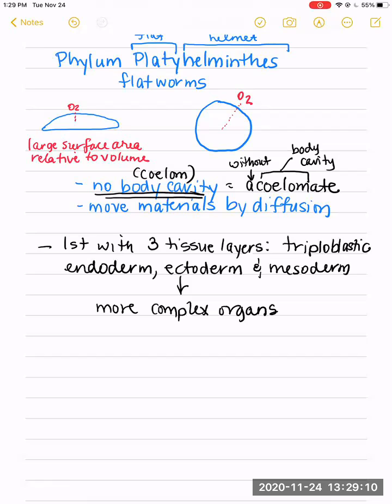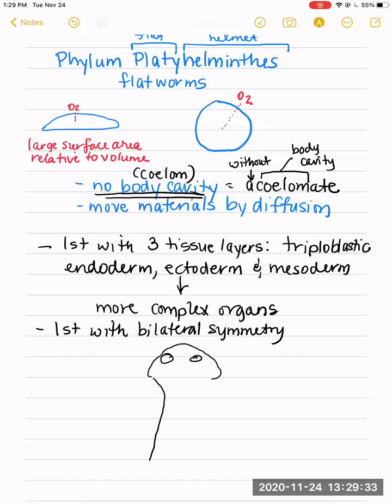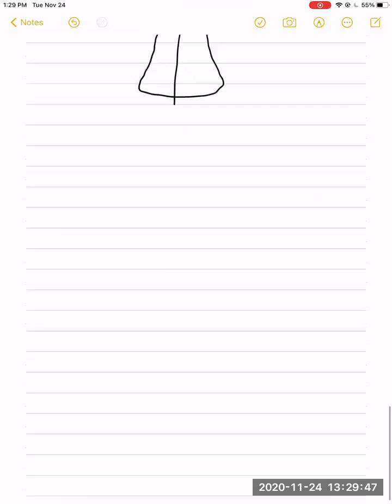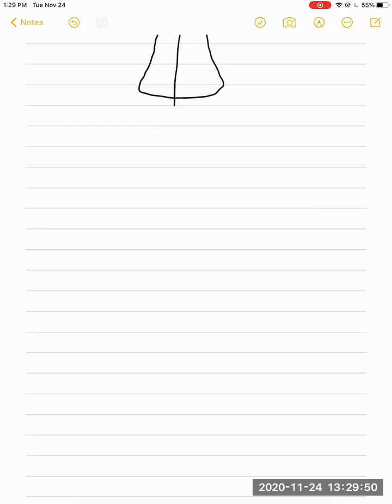They're also the first with bilateral symmetry. Which means, I'm going to draw a planaria worm, and we can cut this worm in half, and the two halves are mirror images of each other. So bilateral symmetry. They can only, again, get so big volume-wise, otherwise diffusion couldn't happen.